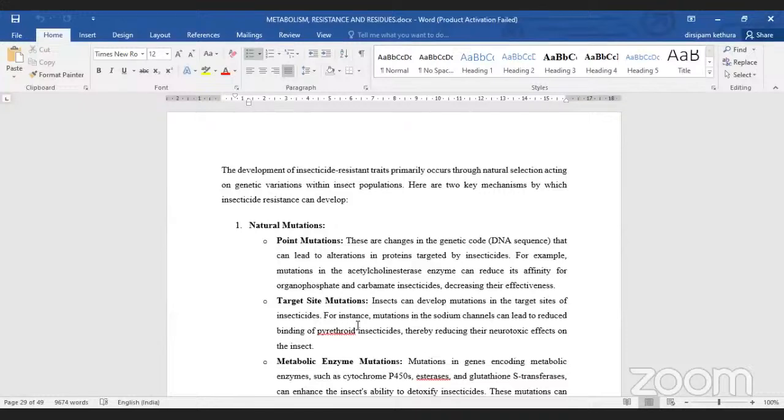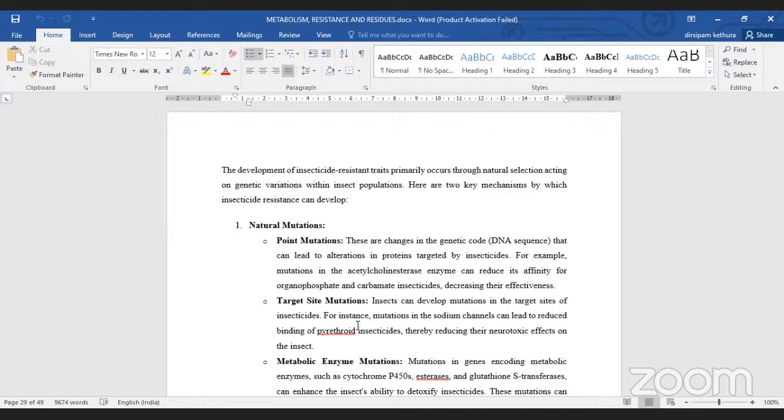Sorry, resistance. And coming to the first part under insecticide resistance, we are going to talk about the development of insecticide resistance. Why are we talking about the development of insecticide resistance? Once the resistance is developed, it is very hard to use the insecticides to control the pests. Okay, what are the things that can develop resistance towards insecticides?